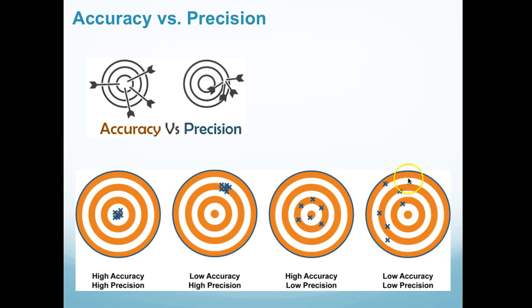Now, if I have hits that are all over the board where they're not at the center where I want to go, that means I have low accuracy. And they're also not in the same general area, that also means I have low precision.